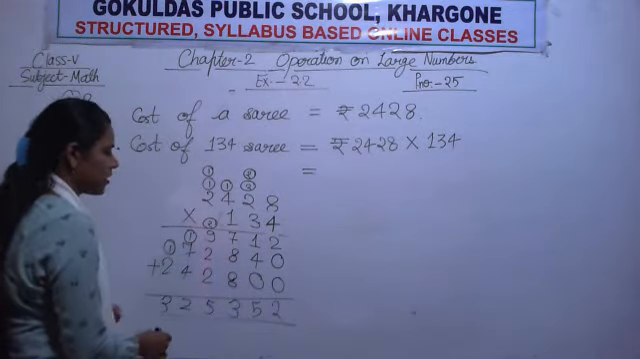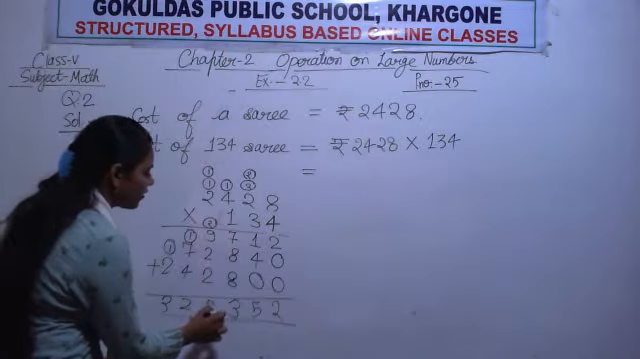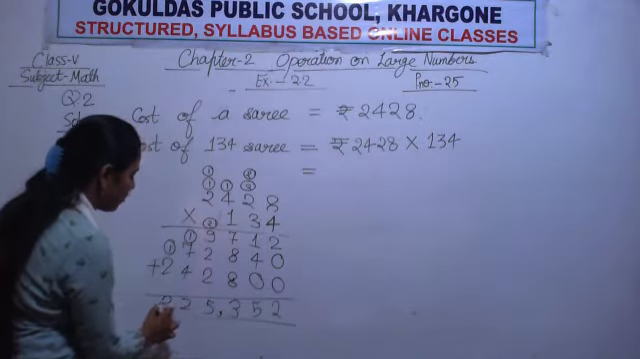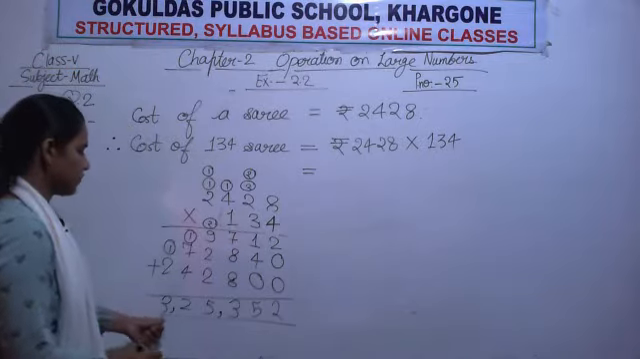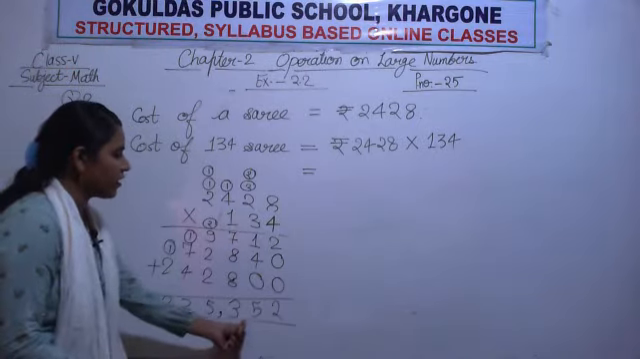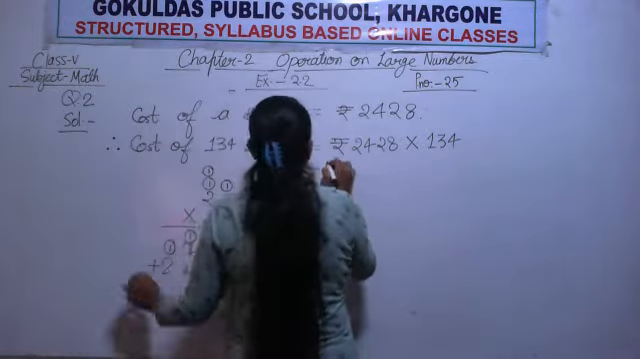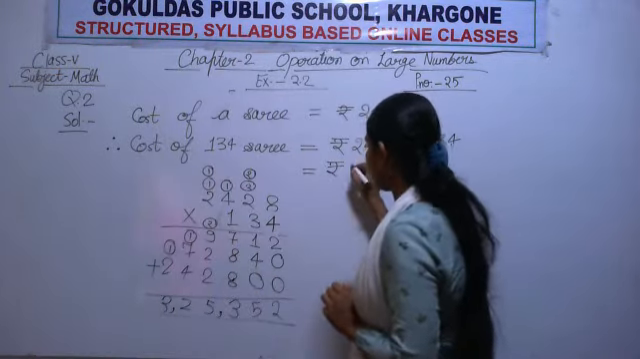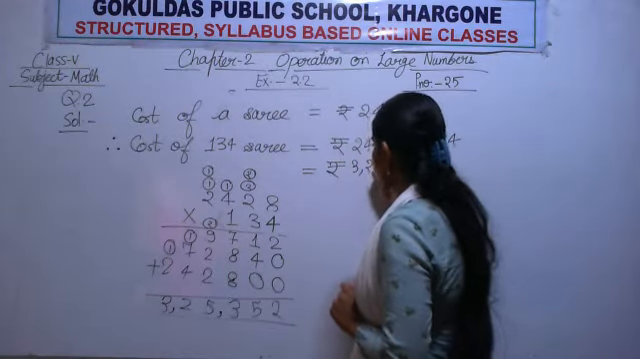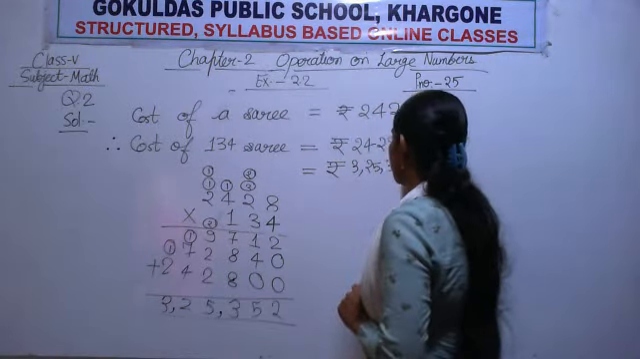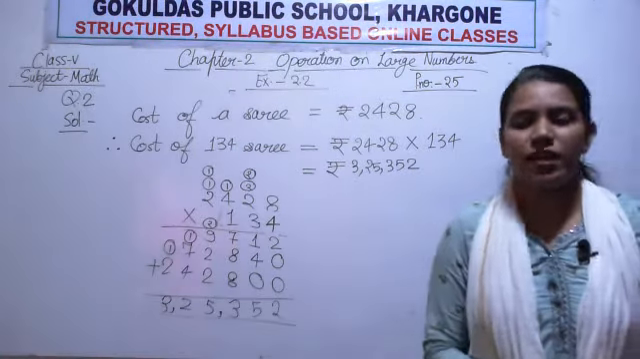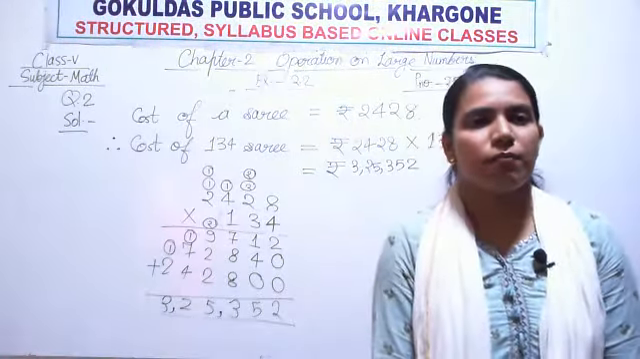So your final answer is, now put the comma according to the Indian system. So we leave 3 digits, then 2 digits. So your final answer is 3,25,352. So the cost of 134 saris is rupees 3,25,352. Right? This is how we solve the word problems based on multiplication.